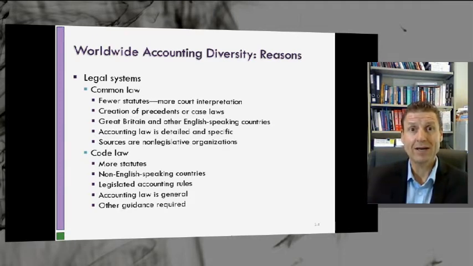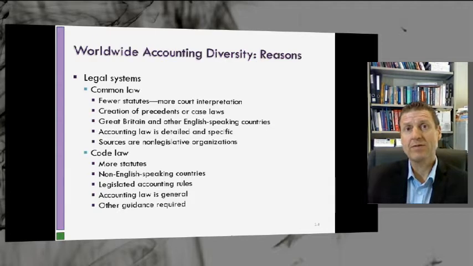For example, under common law, the way accounting is practiced is there are different bodies that are separated from the state. For example, the FASB in the US is separated from the state, and they govern the way GAAP, Generally Accepted Accounting Principles, are employed in the US.